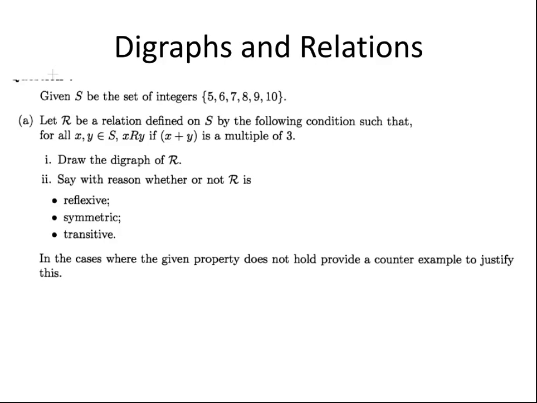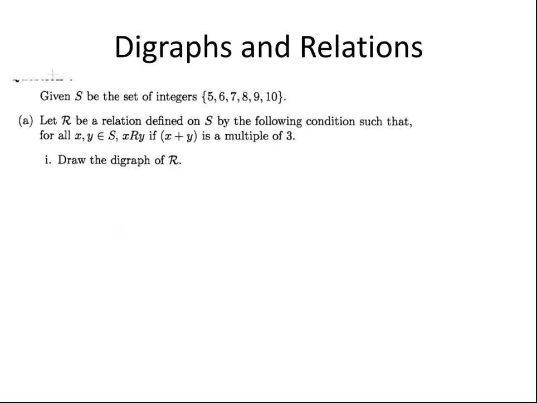Let R be the relation defined on S by the following condition, such that for all x and y elements of S, x is related to y if x plus y is a multiple of 3. Draw the digraph of R and state whether or not it is reflexive, symmetric or transitive.